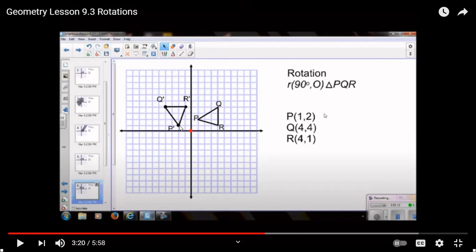But we have a rule. We can use it directly to rotate the figure 90 degrees. Yes, Kenzie? Miss, can I say the rule? Please, okay, you can say the rule.